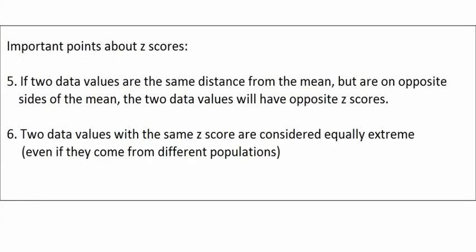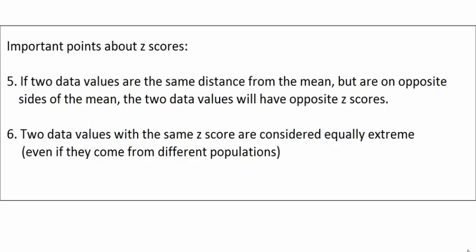Point number 5, if two data values are the same distance from the mean, but they're on opposite sides of the mean, those two data values will have opposite z-scores. The z-scores will be the same number except having different signs. So in a certain population, if one person is 10 below the mean and another person is 10 above the mean, those two people will have the same z-score, the same absolute value, but the signs will be different. One will be a negative, one will be a positive.